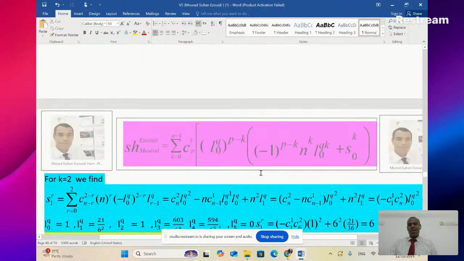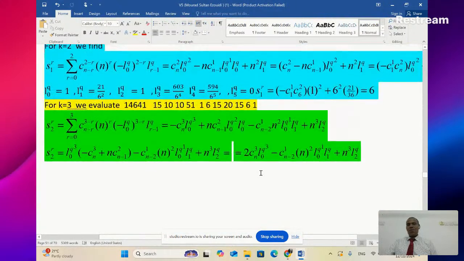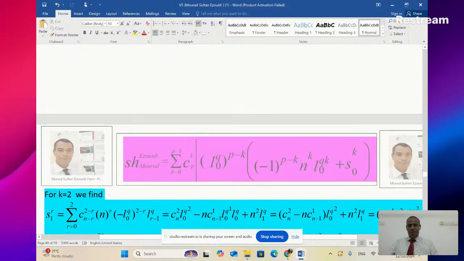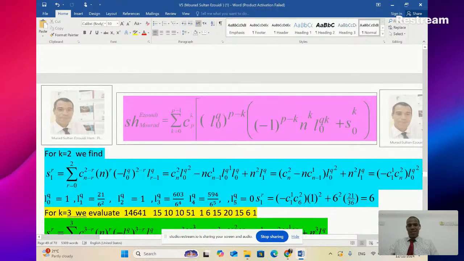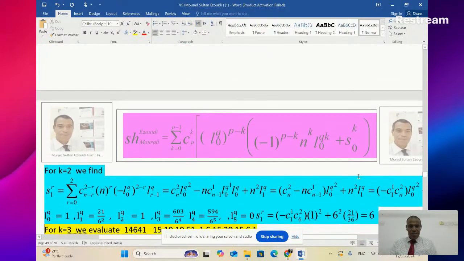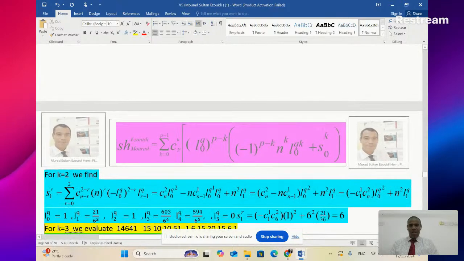Now we move to S1. I'm going to find S1, learners. You should substitute k equal what? k equal 2 in the discriminant formula. I will just write it like that. I will reduce this one small so that you can see.